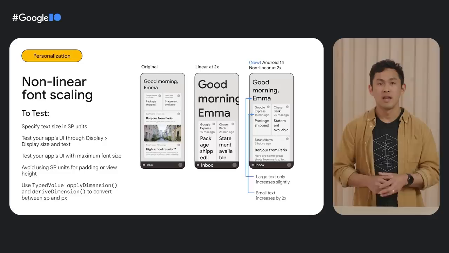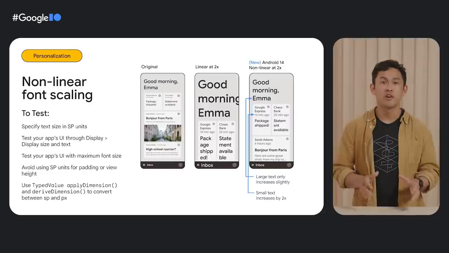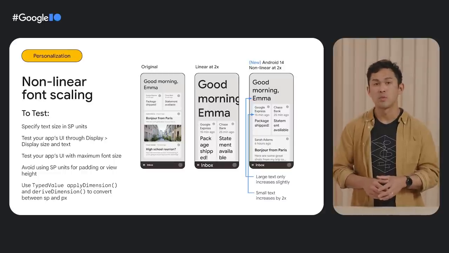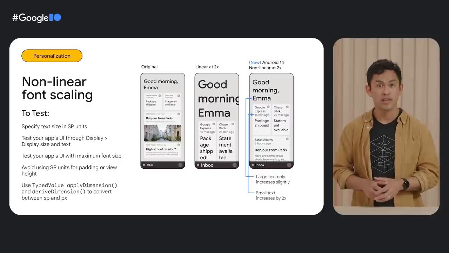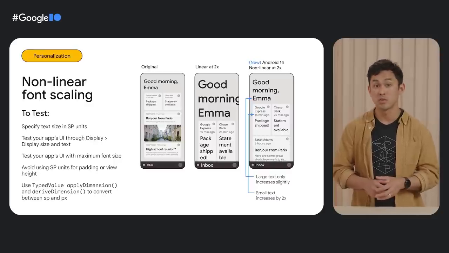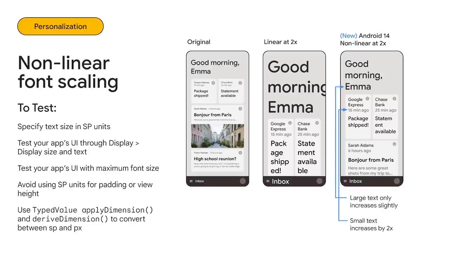actions.intent.sendMessage. Android 14 adds nonlinear font scaling up to 200%, which scales up larger text at a slower rate than hard-to-read small text in response to user preferences. This means you should avoid static-scaled pixel calculations and make sure to use type-value methods to convert between scaled pixel and pixel units.